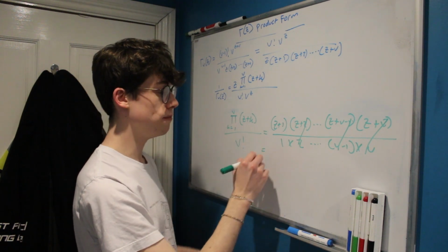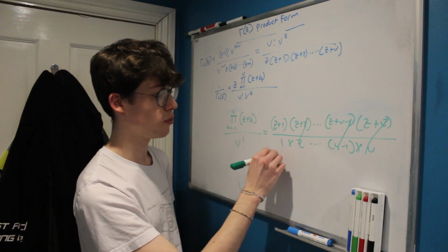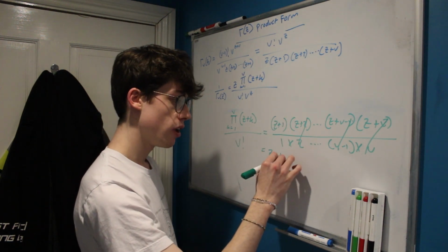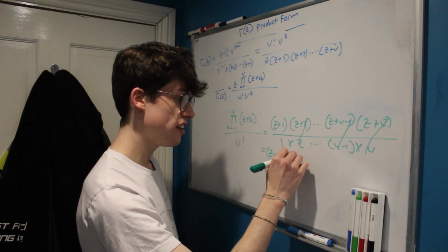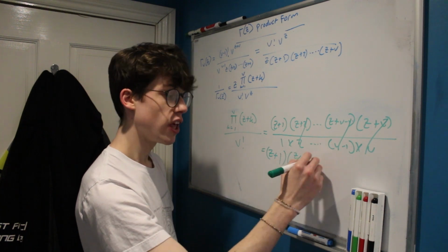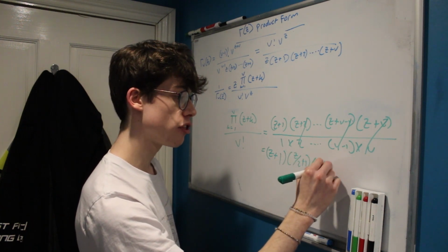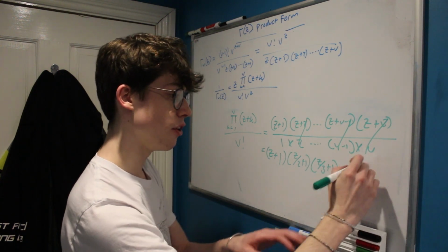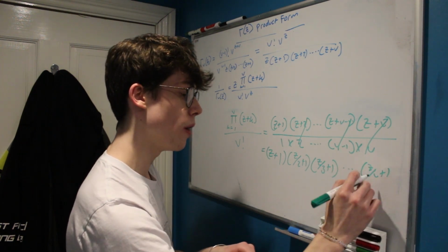So for the first one, that leaves things unchanged. We get left with a z plus 1. But for the next one, we get left with a z over 2 plus 1. For the next one after that, we'd have a z over 3 plus 1. And for the vth term, we'd have a z over v plus 1.